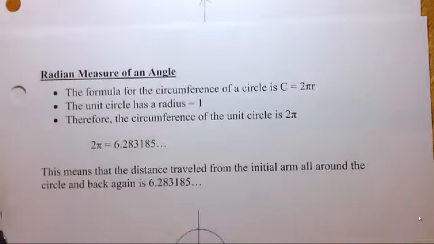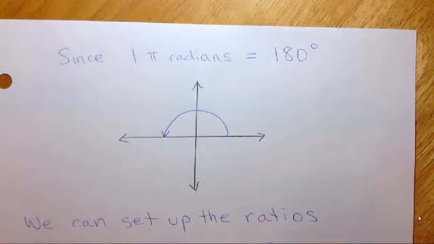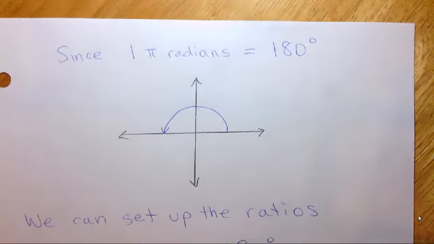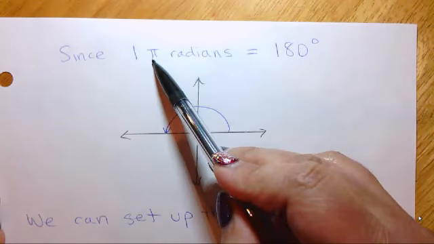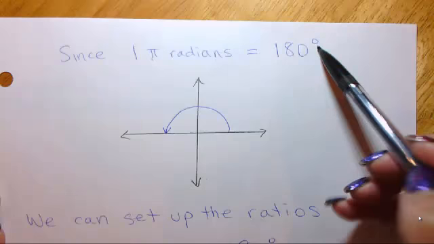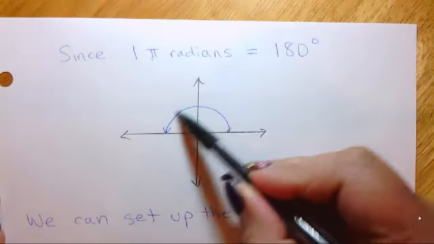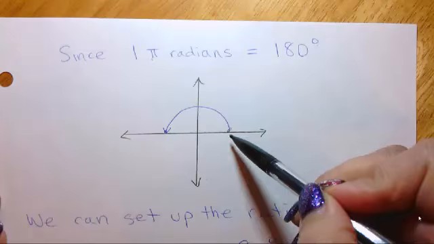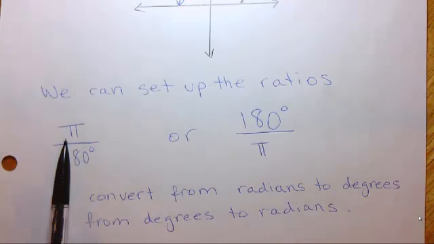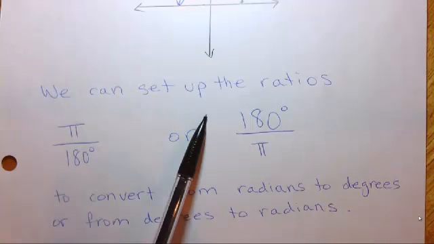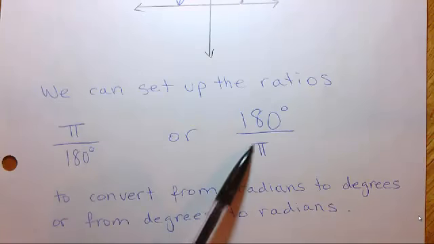We're going to be doing some conversions from radians to degrees and degrees to radians. And I just wanted to make note that since 1 pi radians is equal to 180 degrees, which is from here all the way to here, it's half a circle, we can set up these ratios, pi over 180 degrees or 180 degrees over pi radians.